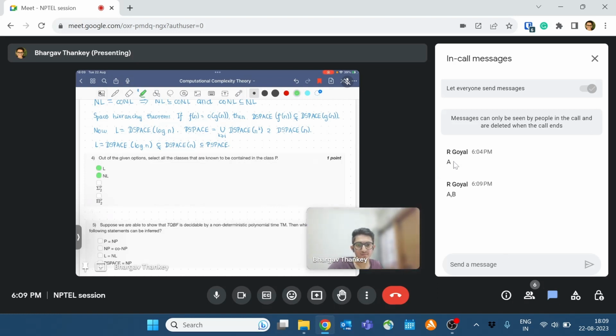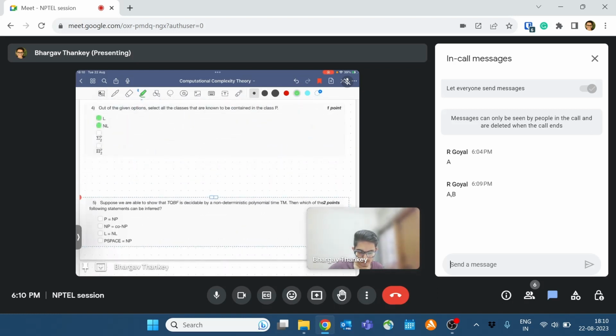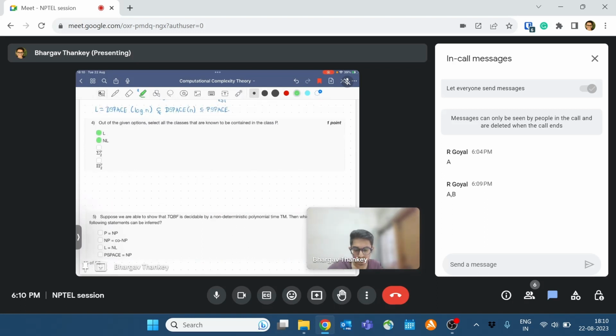L is contained in P because if we have been given f(n) amount of space, then we require time of the order of 2 raised to the power of order f(n). So now if we replace f(n) by log n, then the amount of time is polynomial. Correct. And what about NL? It doesn't matter; even if it is NL, the machine will accept everything within this many number of moves only.